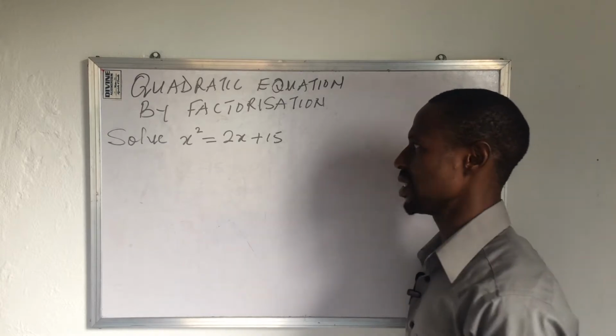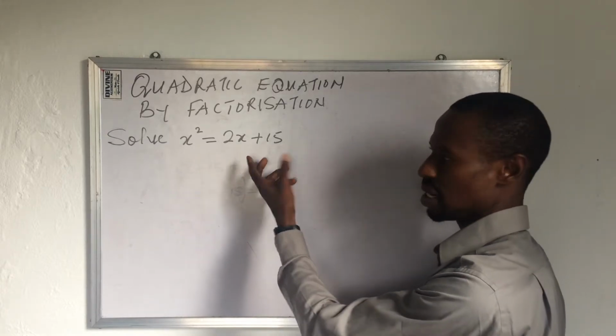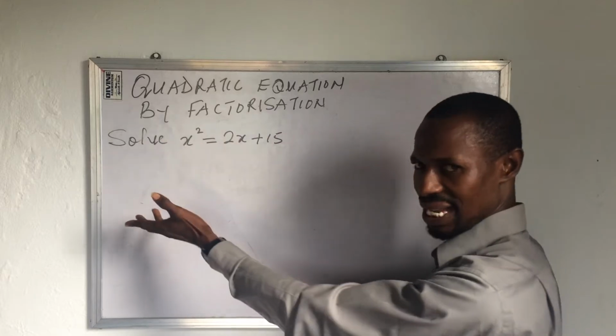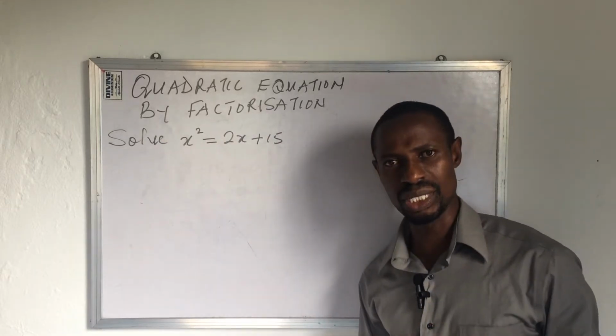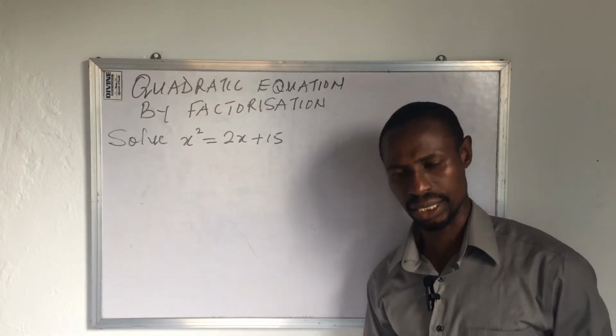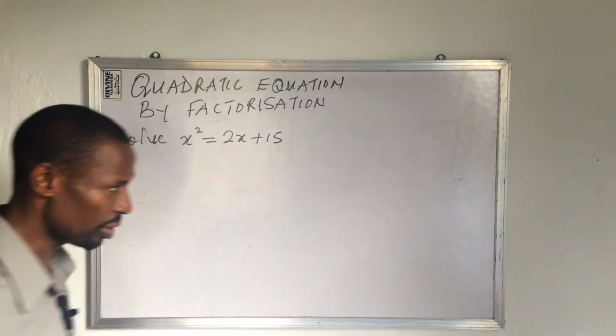What we'll do here is to move all the terms on the right hand side to the left hand side, because we want to use the method of factorization. So let's proceed.